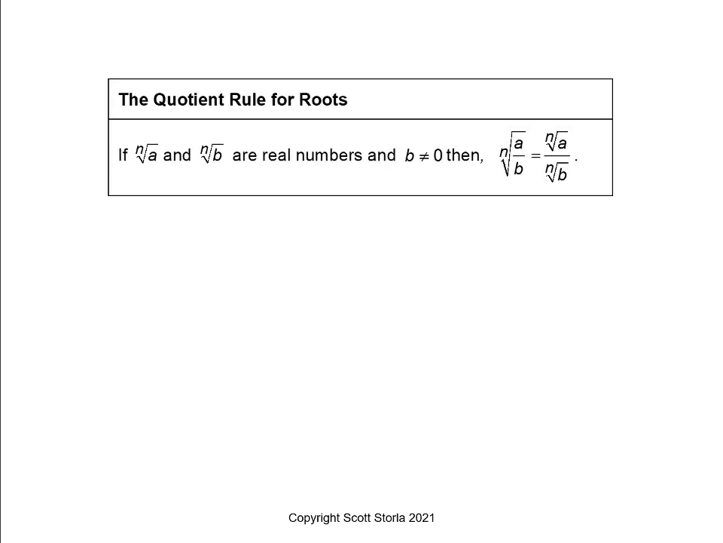Now let's continue generalizing roots to roots that have indexes greater than 2, and we'll practice with division. Now the idea we're going to use is if our roots have the same index and they're real numbers, and b isn't 0, because we would end up dividing by 0 then, which is undefined, then we can write the root of the quotient as the quotient of the roots. And again, notice that the indexes all have to match.